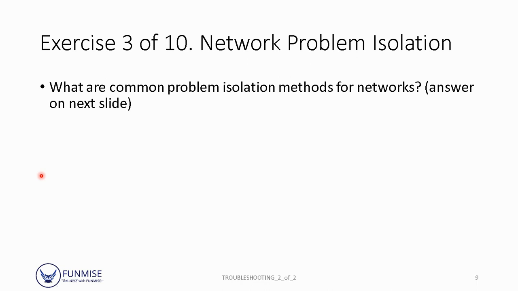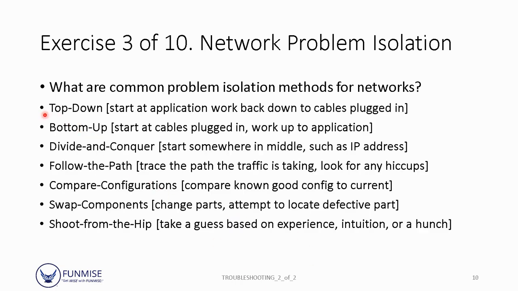Now, network problem isolation. Because we need to be able to narrow down what the problem is, right? So what are some common problem isolation methods for networks? Now here are some. Top down, which we explored in the prior lesson. Then there's bottom up. Then there's divide and conquer. There's follow the path. There's compare configurations. We sort of looked at this one. Swap components. And shoot from the hip.